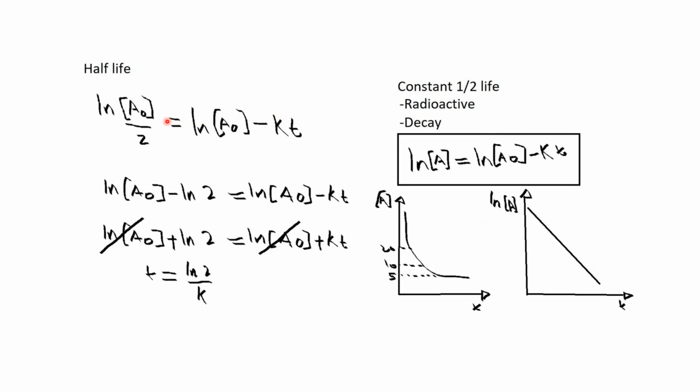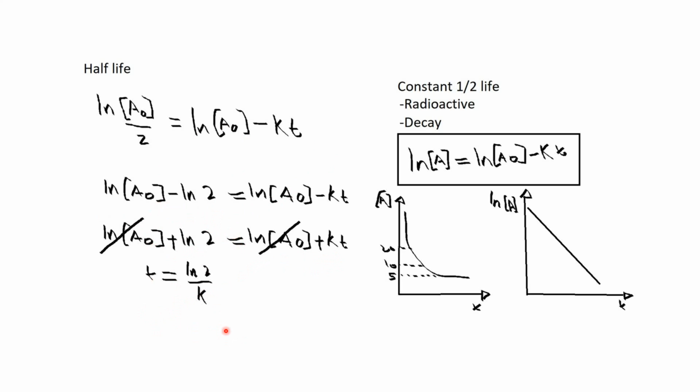Moving on to half-life, we substitute A with A initial over 2. ln(A initial over 2) is equal to ln A initial minus kt. Here we're going to separate the ln into two, so it becomes ln A initial minus ln 2 is equal to ln A initial minus kt. Subtracting ln A initial from both sides, we get ln 2 is equal to kt. And so we get that t is equal to ln 2 over k.